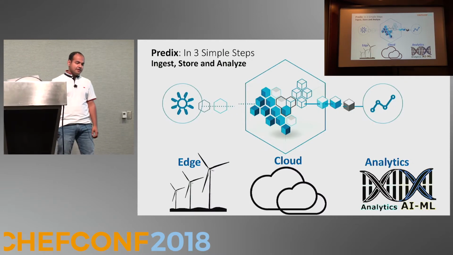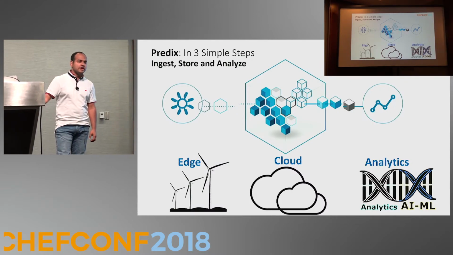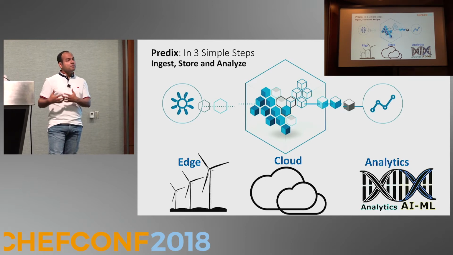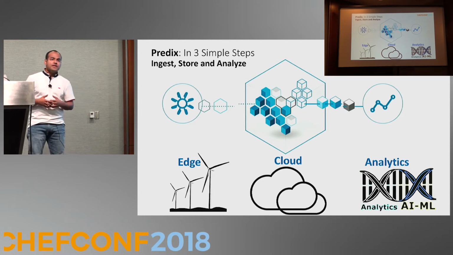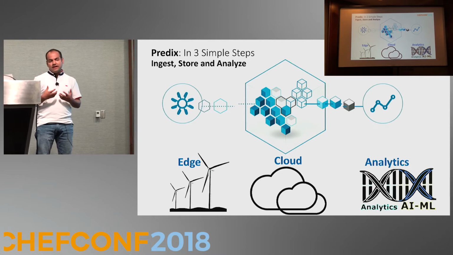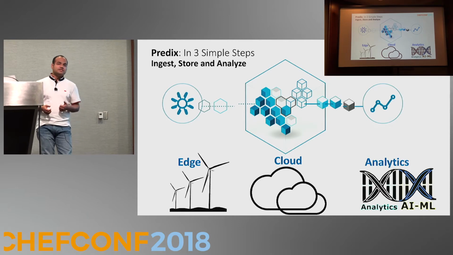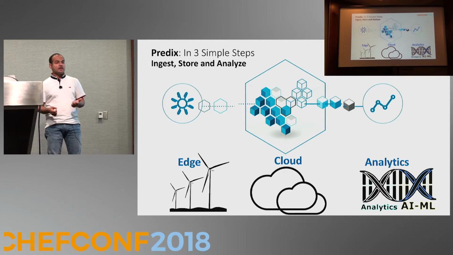At GE Digital, our mission is to create the industrial cloud. Industrial cloud which industrial companies can use. So we have an offering called Predix. Predix is an industrial cloud. And in 3 simple steps, if I can explain what Predix is, basically ingest, store, and analyze.